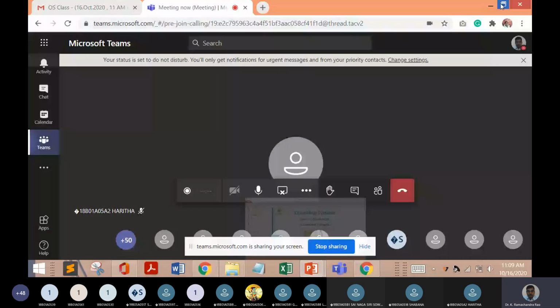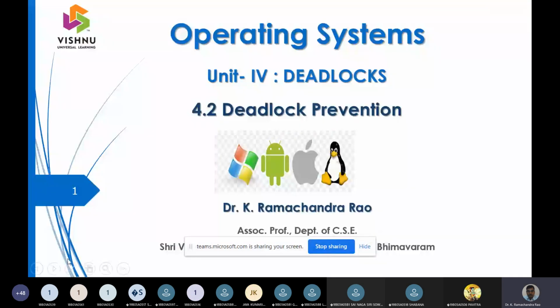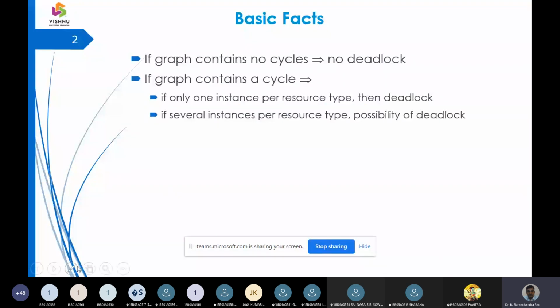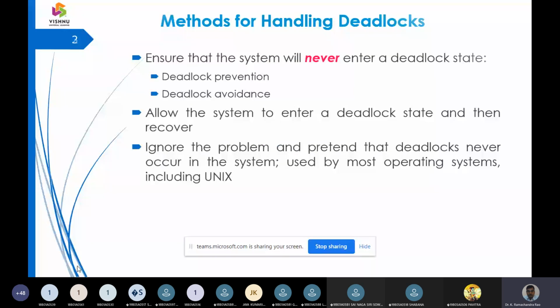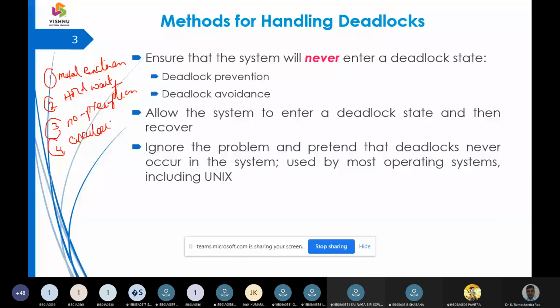In today's class, we will be talking about the four characteristics which were discussed earlier. The first characteristic is mutual exclusion. Second is hold and wait. Third was no preemption, and fourth one was circular waiting. So these are the four characteristics of deadlocks.